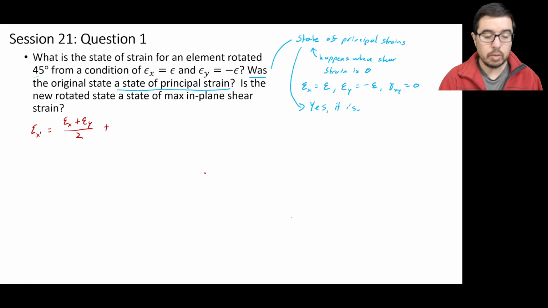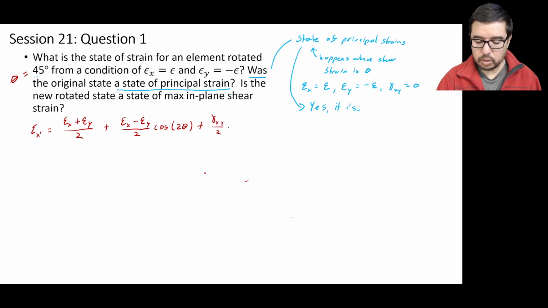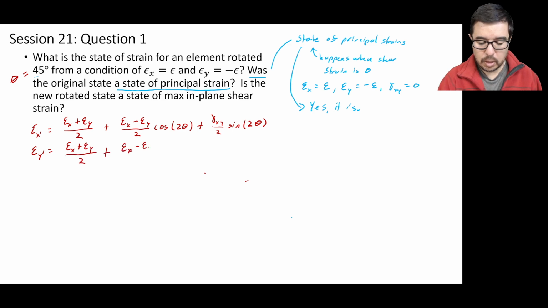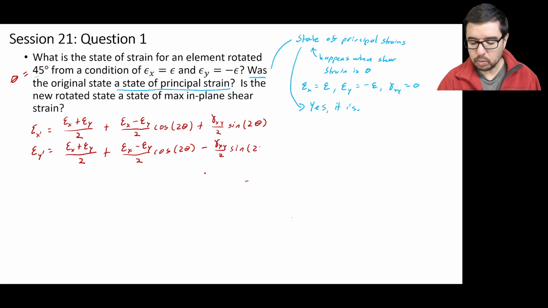I'll try to write them out quickly here. We have the average of the normal strains plus the difference in the normal strains divided by 2 times the cosine of 2 times the angle of rotation. The angle of rotation is theta, equal to 45 degrees. We have plus gamma xy over 2 times the sine of 2 theta. Epsilon y prime is very similar: the average of the normal strains plus the difference of the normal strains divided by 2 times the cosine of 2 theta again, but minus gamma xy over 2 times sine of 2 theta.